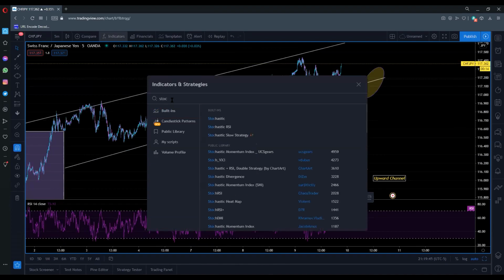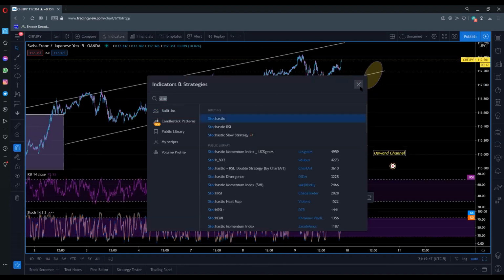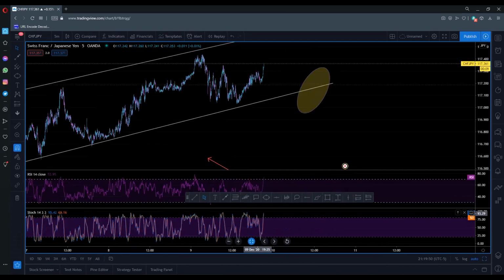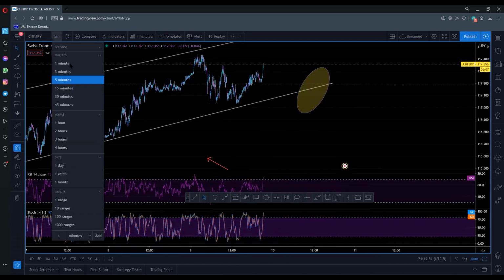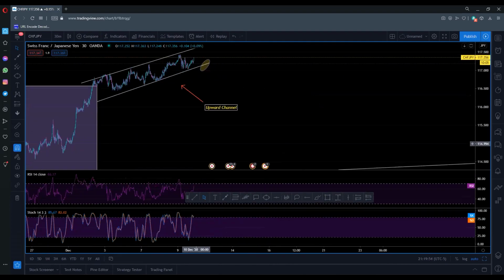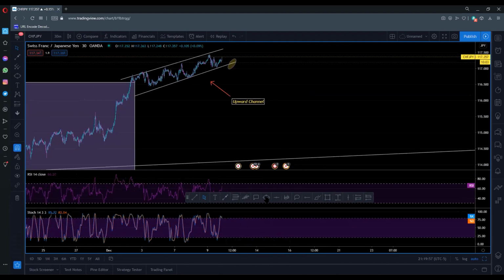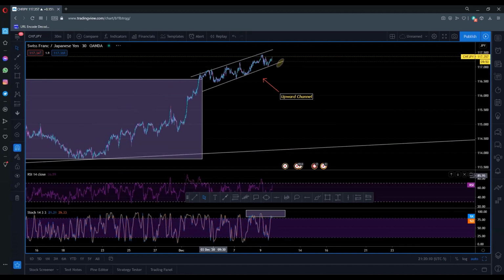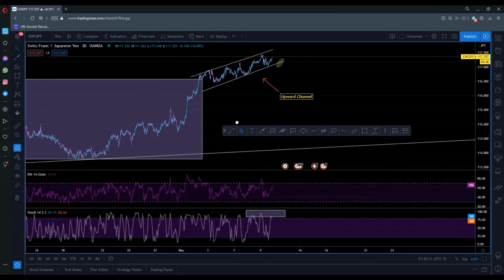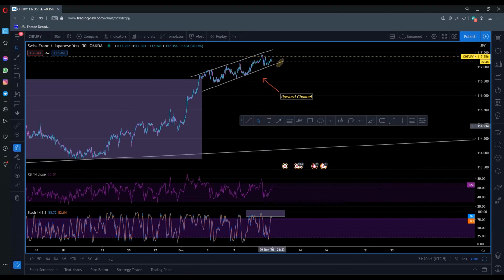Let's take a look at what stochastic's doing. Yeah, so in stochastic, it's definitely overbought. Even 30 minutes is showing overbought. So when it comes to overbought and oversold, stochastic is way more accurate than RSI. RSI is a very versatile indicator, but I don't really like to use RSI for overbought, oversold. Sometimes I do in the longer time frames, but generally it is not the most accurate indicator to rely on.